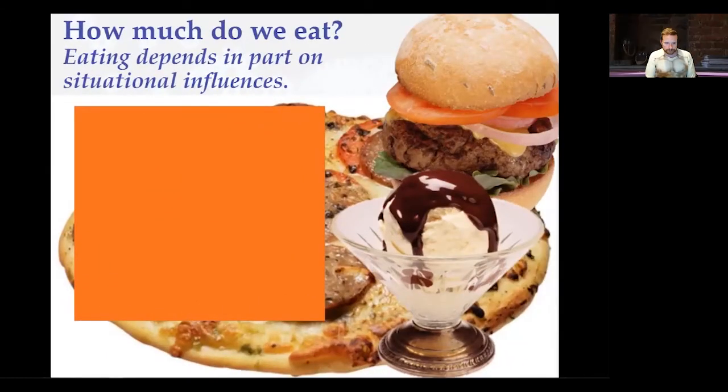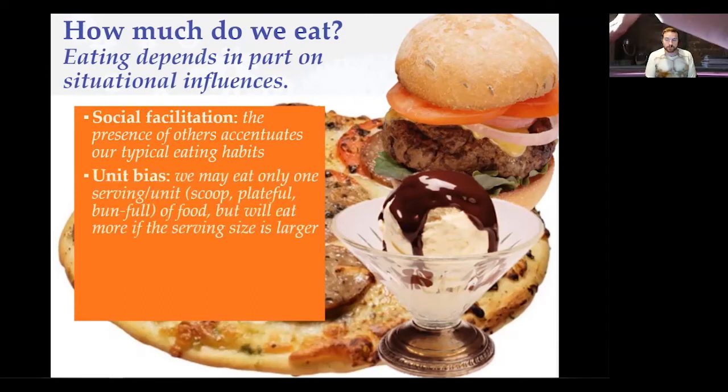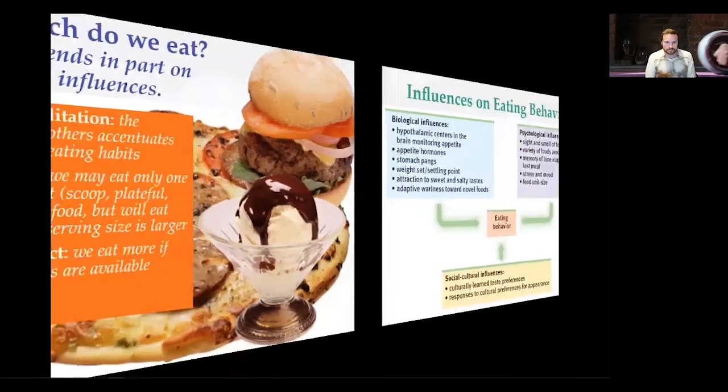How much do we eat? So eating really depends on situational influences. So there's social facilitation. In this case, the presence of others accentuates our typical eating habits. It makes us eat more. So like when we're around friends, close friends or something, we might eat more than we would normally. Unit bias. Essentially what this means is that depending on the size of the portion, that's how much we eat. The larger the portion, the more we tend to eat. And then the buffet effect. We eat more if there are more options available.